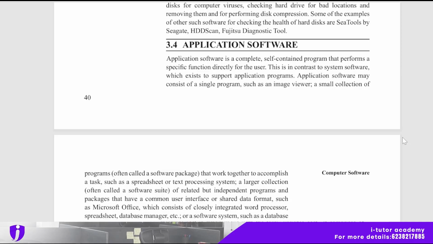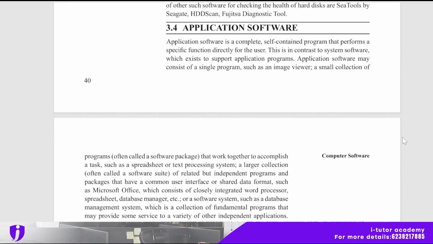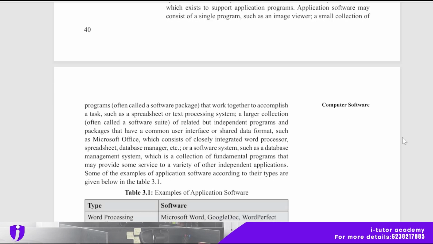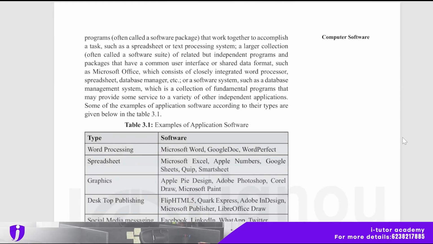It may also be a larger collection of related but independent programs and packages that have a common user interface or shared data formats, such as Microsoft Office, which consists of a closely integrated word processor, spreadsheet, database manager, etc., or a software system such as a database management system, which is a collection of fundamental programs that may provide some service to a variety of other independent applications. Here is Table 1, examples of application software.